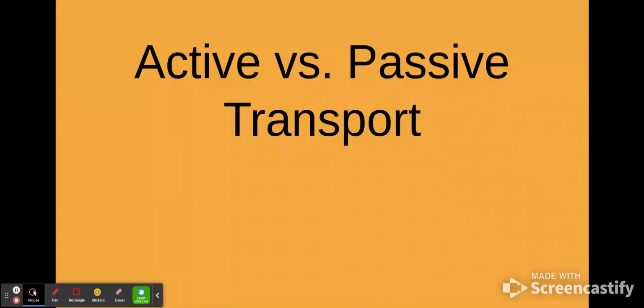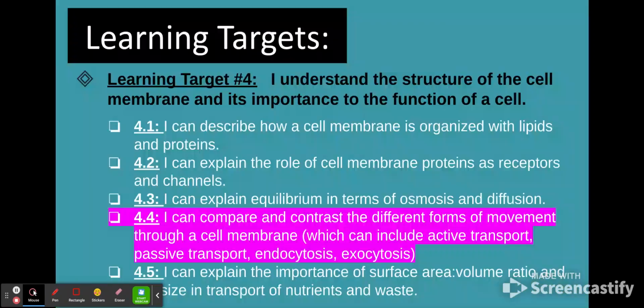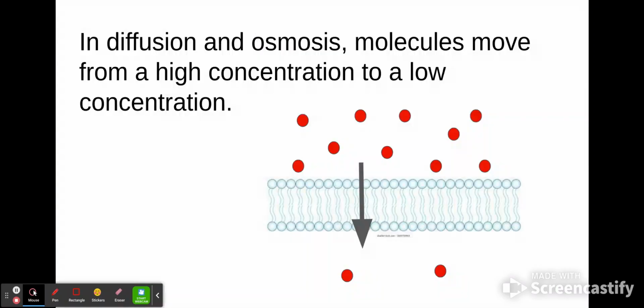All right, so active versus passive transport is what we're looking at today. With diffusion and osmosis, molecules move from high concentration to low, from where there's a lot to where there's a little. Eventually, they're going to reach what? Equilibrium, yeah. But sometimes this isn't the case. Sometimes we don't want them to be equal.